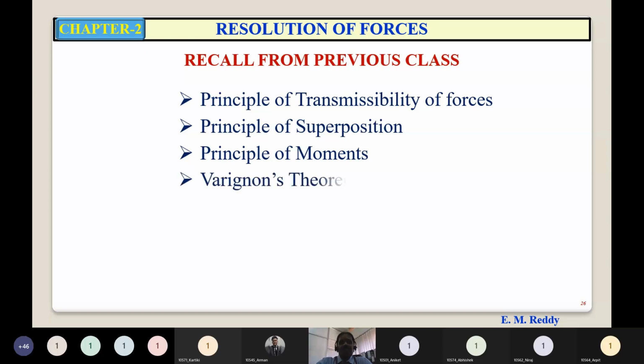Then Varignon's theorem. So Varignon's theorem states that the algebraic sum of the moments of all forces acting on a body about any point is equal to the moment of resultant of those forces about the same point. So this Varignon's theorem is used to determine the position of resultant for parallel force system and for general force system.